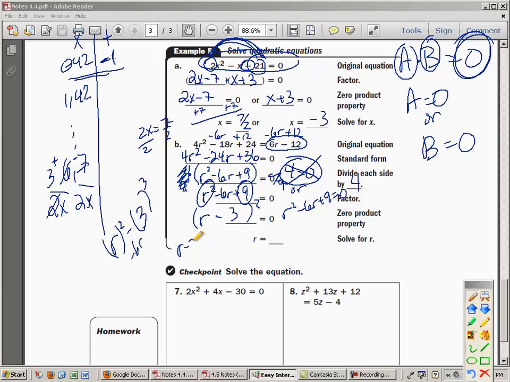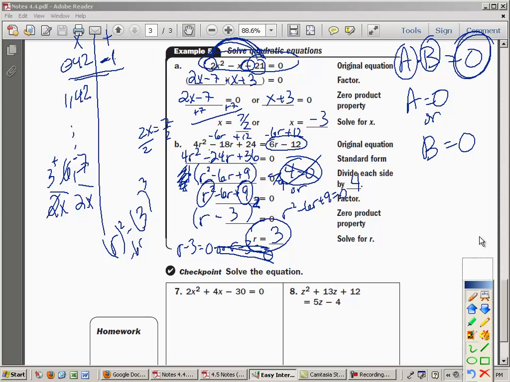So either r minus 3 equals 0 or r minus 3 equals 0, right? Because this is the product of r minus 3 times r minus 3. Well, look, you're solving the same equation twice. Add 3 to both sides and you get r equals 3.